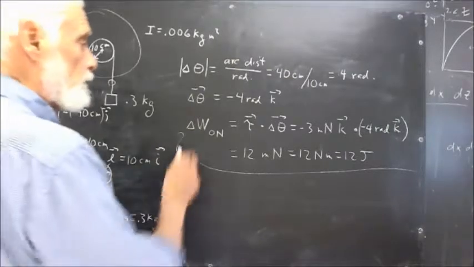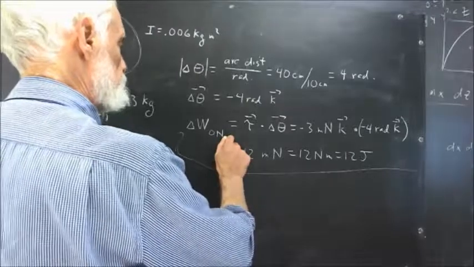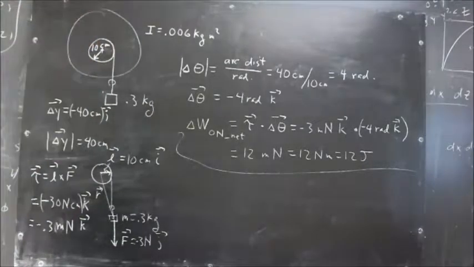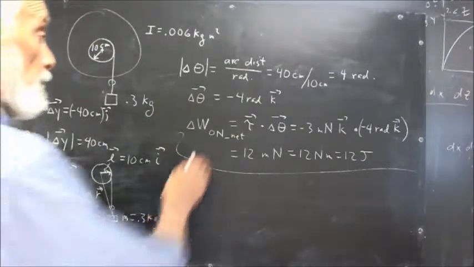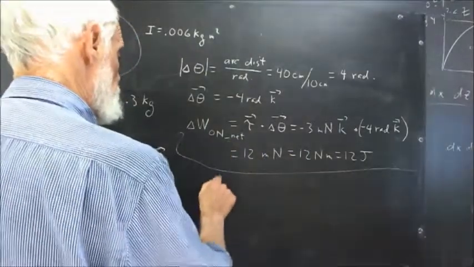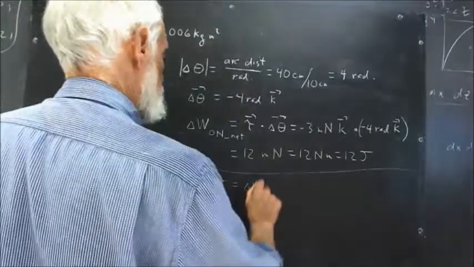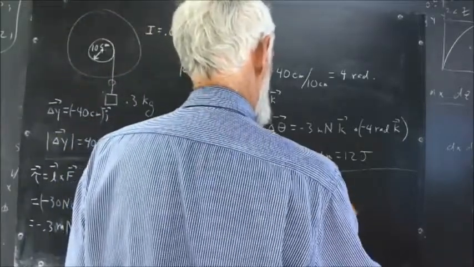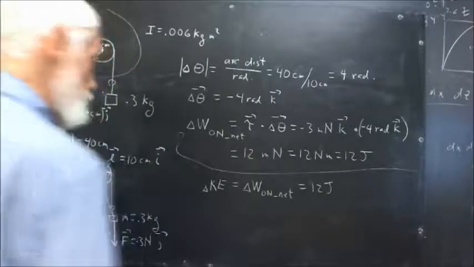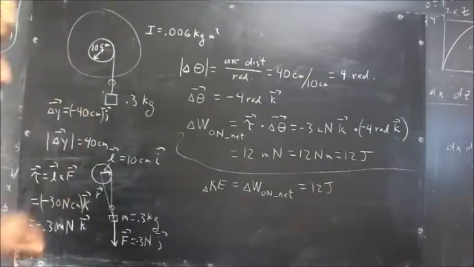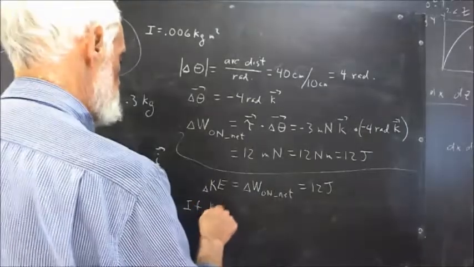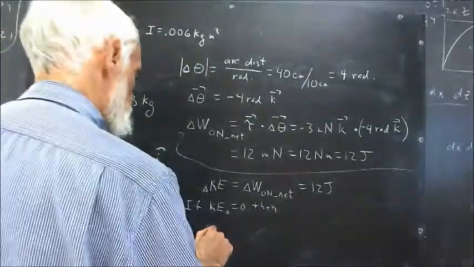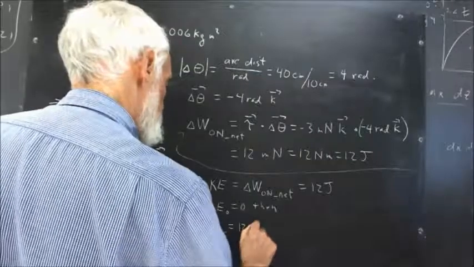Okay, well, this is the work done by the net force on the system, if we assume no friction, no air resistance, and so forth. So if this is the work done on the system, then the change in kinetic energy is the work done by the net force, which is 12 joules. And if we assume the system started from rest, we quickly conclude that the final kinetic energy is 12 joules.